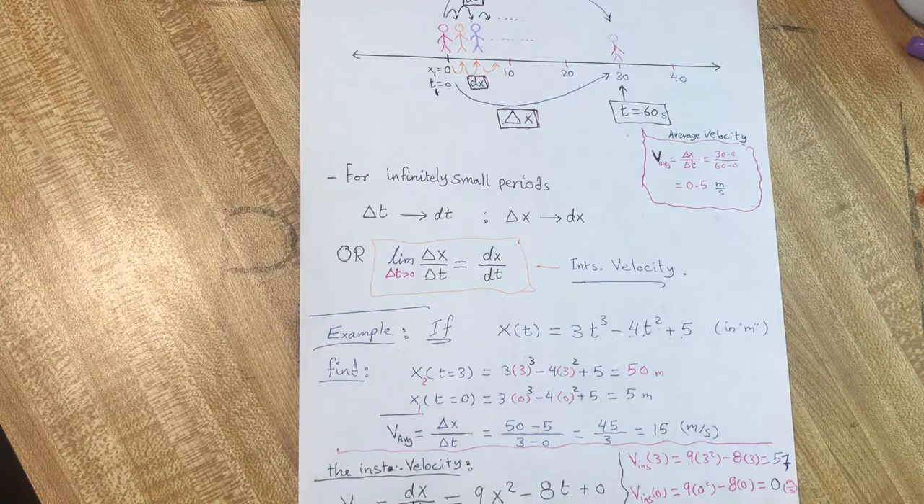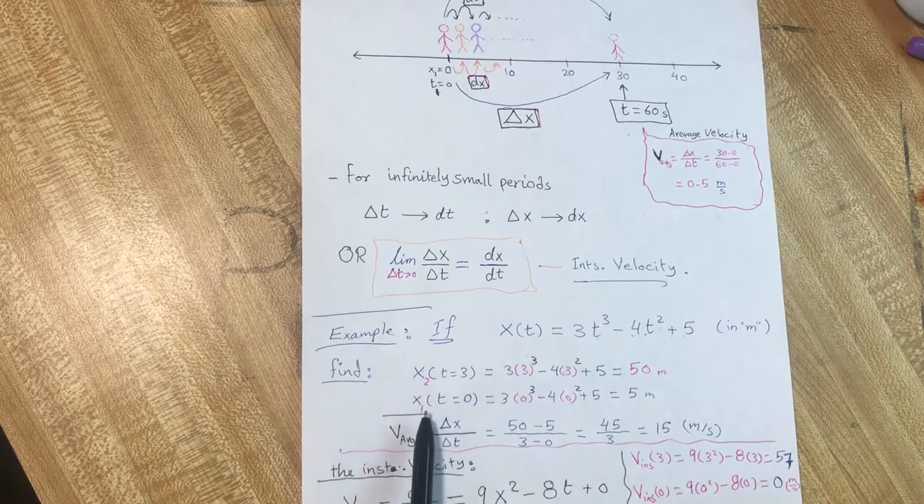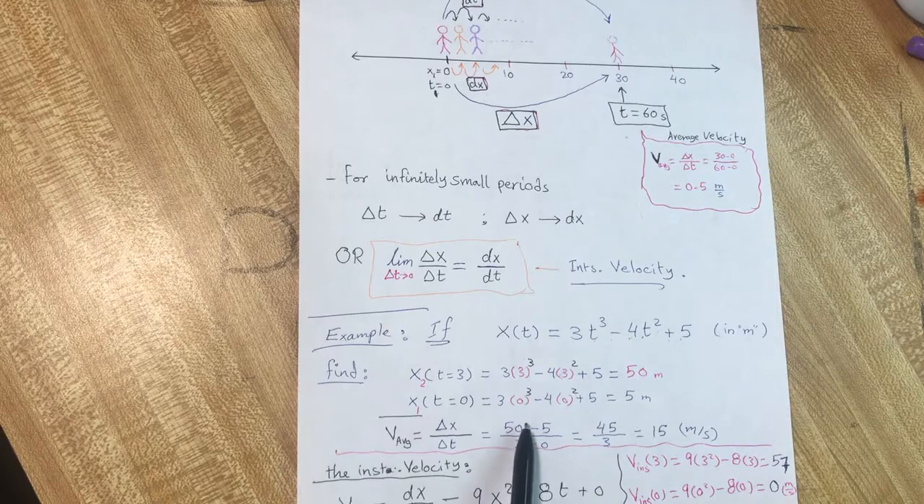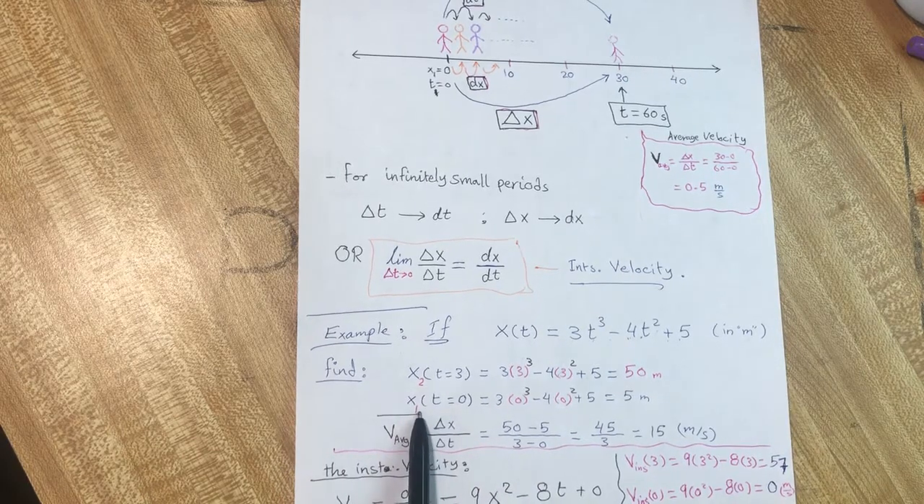Okay, what if I need to calculate the average velocity between time 0 and 3? It is easy. I need to find delta x over delta t. I have x1 and x2. Delta x is x2, or x final, minus x initial, which is 50 minus 5, which is 45, over the change in time, which is 3 minus 0, which is 3. This will be equal to 15 meters per second. I can find the average velocity if I have the function of position in time.